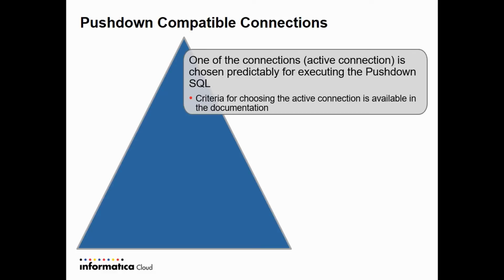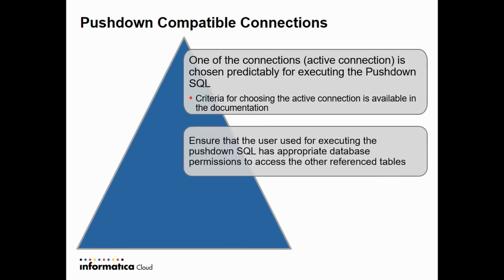It is possible in a single PDO session that we can have multiple connection objects. However, when you run a pushdown optimization session which involves multiple connection objects, only one of the connections is chosen as an active connection. This connection, otherwise called the user, is used for executing the pushdown SQL. The other connection objects will not be used. Because one user will be used for accessing all the tables, you need to ensure that the particular user has appropriate database permissions to access the rest of the tables.